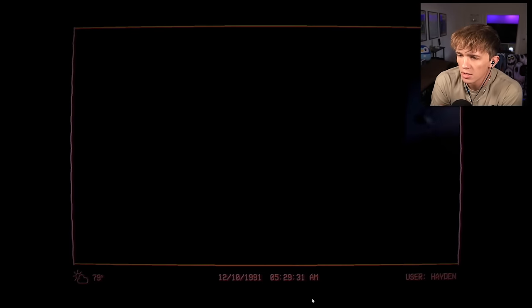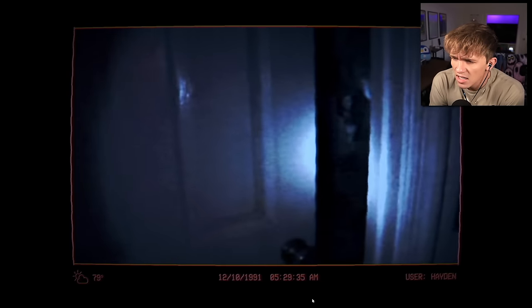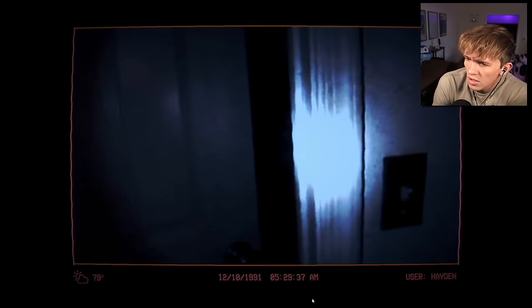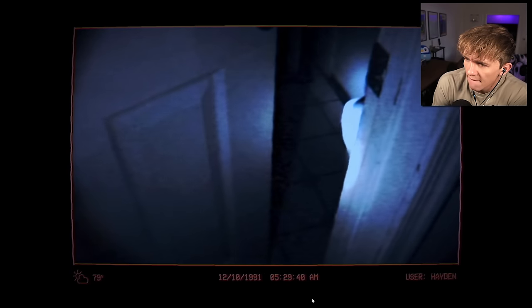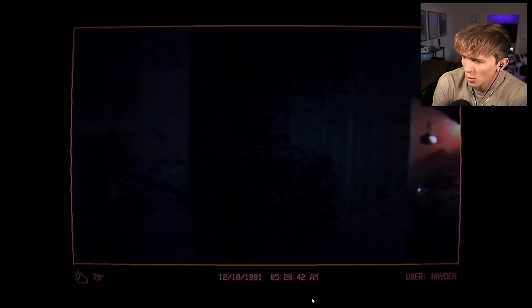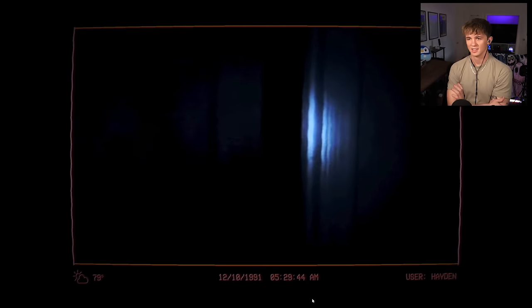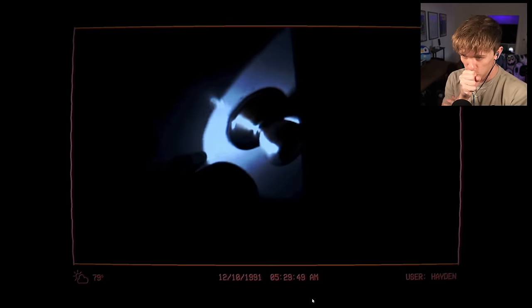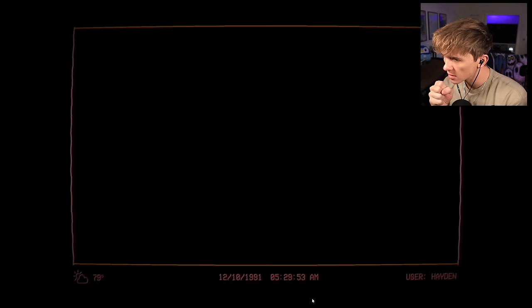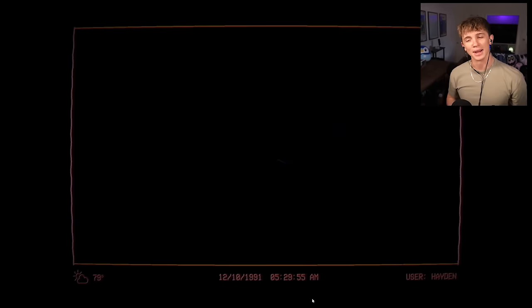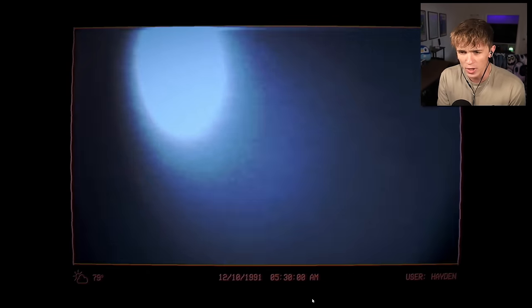Okay, we got a doorknob. Oh, I don't like this. Somebody in there? Don't. Goddamn it. Okay, so following the values of CERT, I would terminate myself.